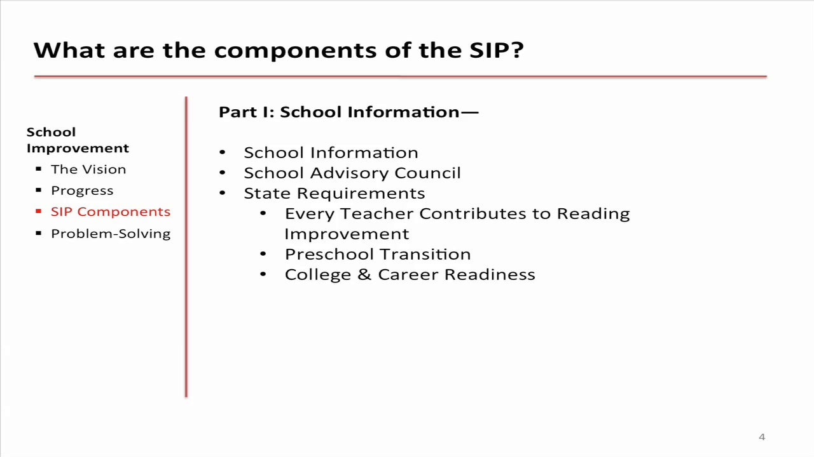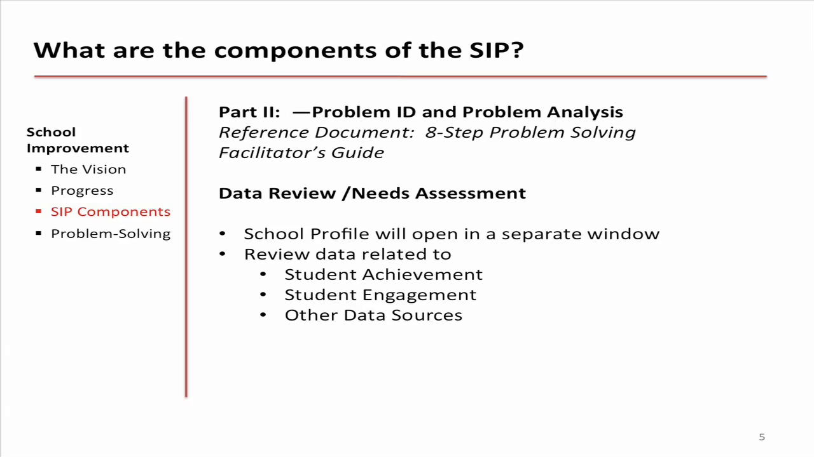Part 1 of the School Improvement Plan online tool will include basic school information, a link to your school profile, which will contain school data and school advisory council information. It also includes state requirements based on the grade levels of the school, such as every teacher contributes to reading improvement, which is a secondary reading endeavor, preschool transition, and college and career readiness. Part 2 begins our problem ID and problem analysis and includes the data review.